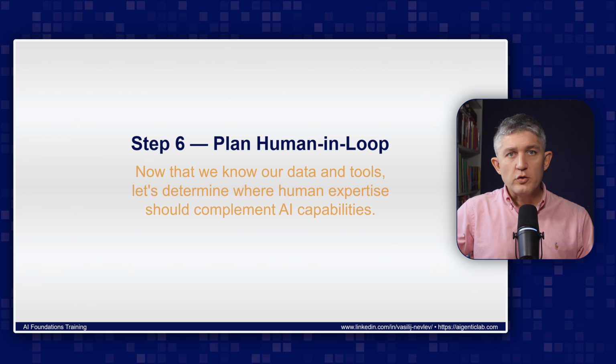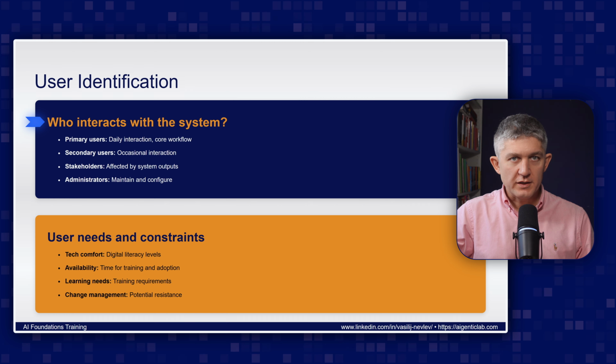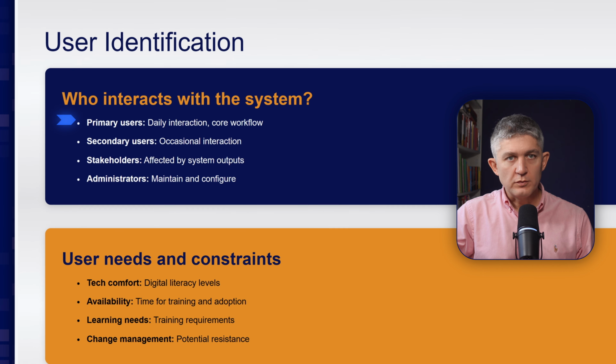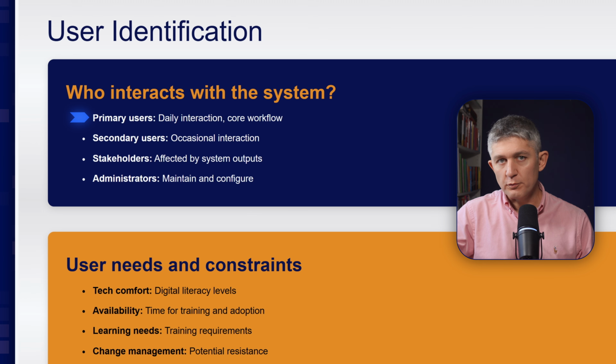Now let's decide where human expertise complements AI. This is how you keep quality and trust high. Consider who is interacting with your system. Who are the primary users and daily operators? Map your secondary users, perhaps someone who is using the system only occasionally. And don't forget other stakeholders, people who receive the outputs from your workflow.